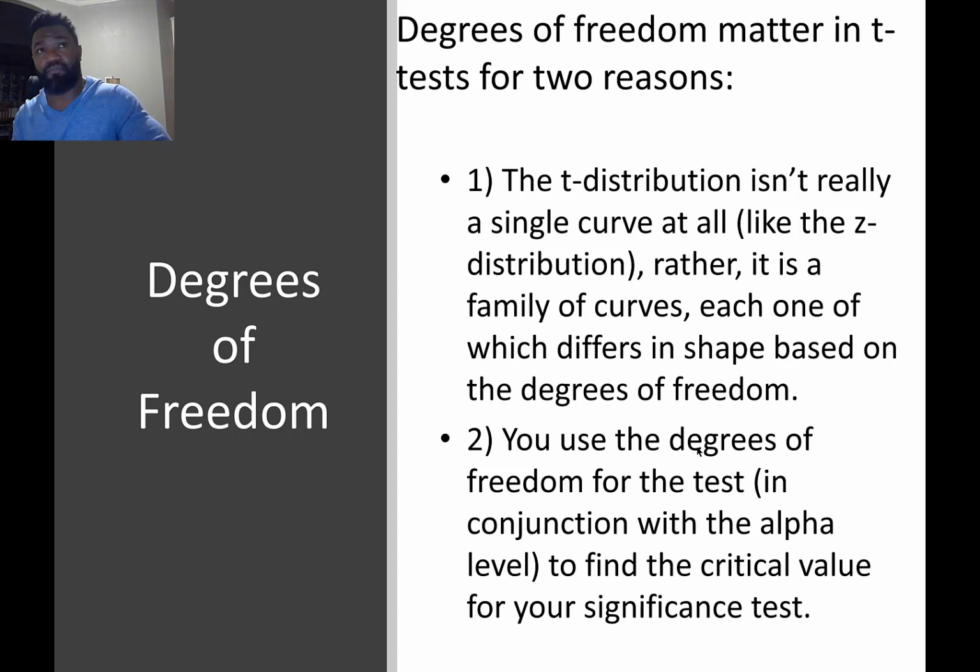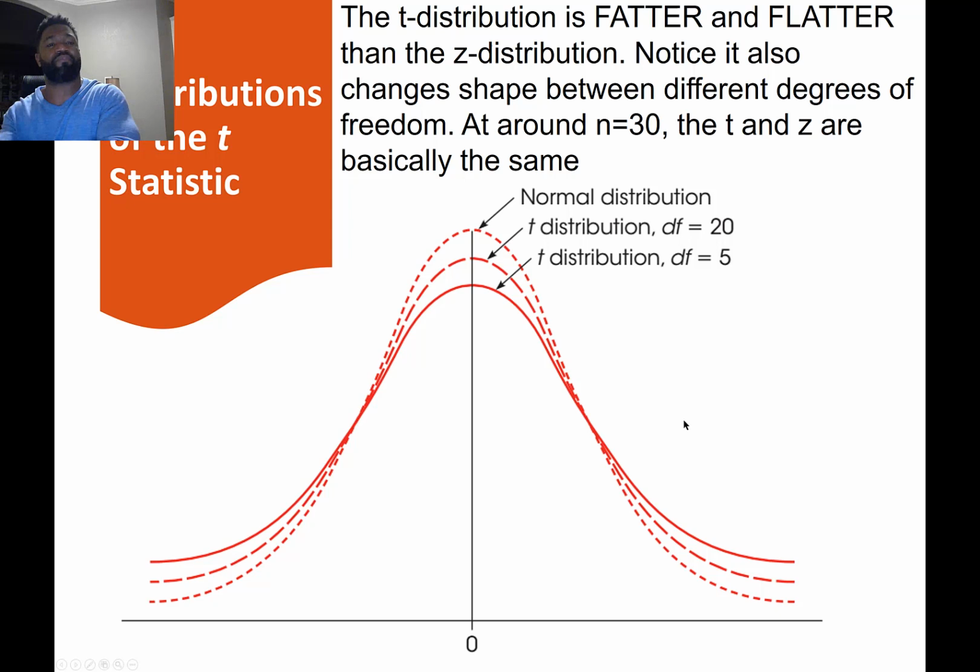It gets much simplified when you have to do this, because we don't make you look up every single plausible value. We pick ones that we think are interesting and typically are things you're going to see. And those are the only ones we put in the table. So, the t-distribution is not a single curve, okay? It's a family of curves, okay? And so again, it's fatter and flatter than the z-distribution.